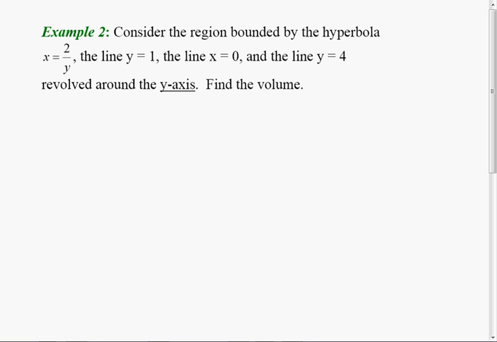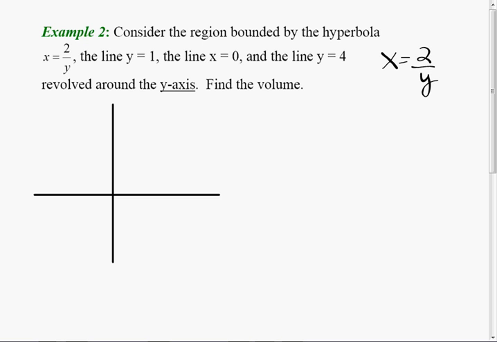Okay, you guys know what this looks like? X equals 2 over y. Okay, what does that look like? X equals 2 divided by y. Well, x times y equals 2, so y equals 2 divided by x. Do we know what that looks like? Yes. Okay, you guys should be drawing this.